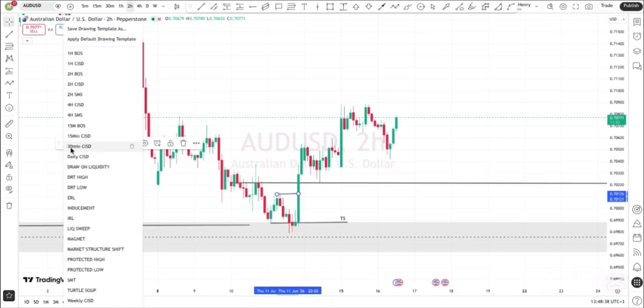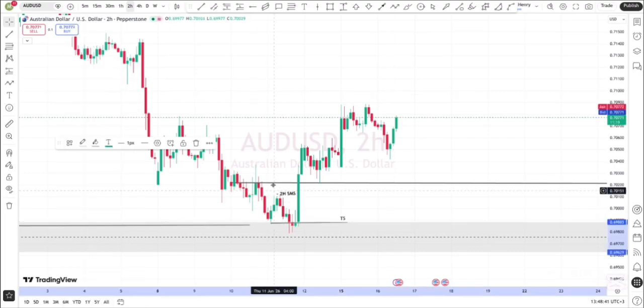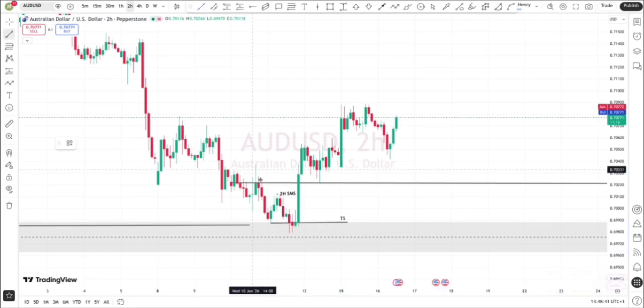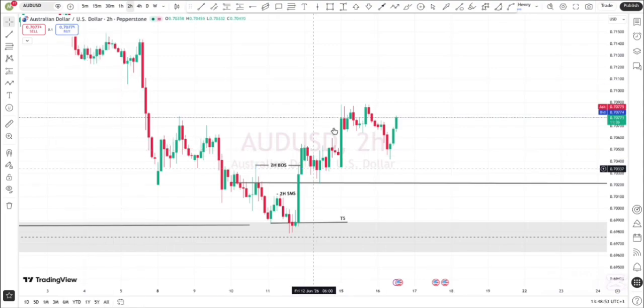After the formation of the shift in market structure here in my 2-hour time frame, of course I can say that the market broke structure to the upside. Yes, I can say the market broke structure to the upside, and we can still see that the market kept on breaking structures to the upside. And what does this tell us?